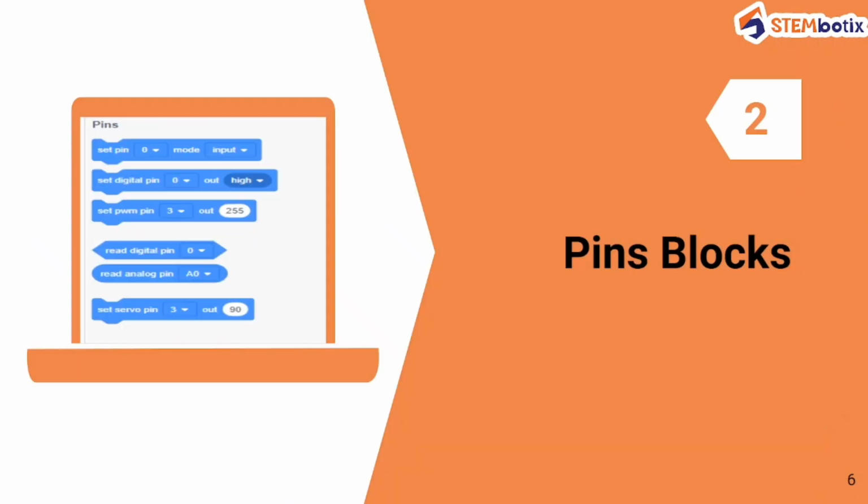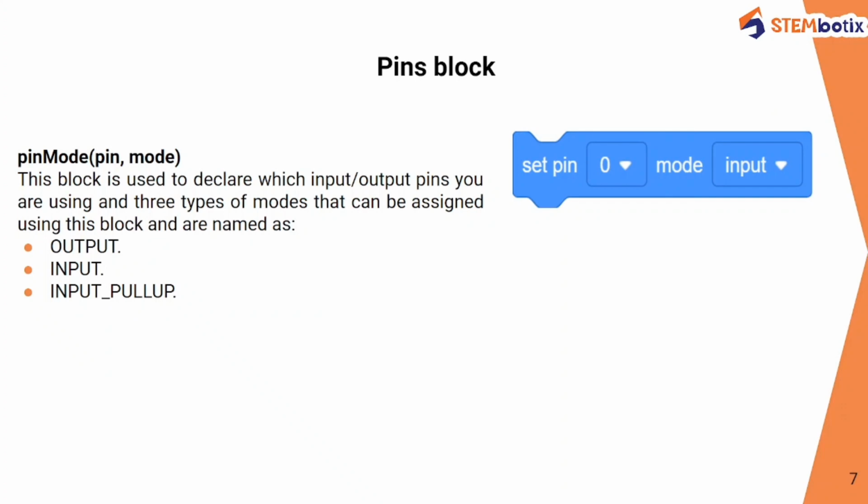Pin blocks. When you see C language, we need to separate our code into two modes, the first is setup and the other is the loop portion of the C language programming. So in the setup portion of the programming, we need to set up the pin which we are using in our microcontroller board. So here this block works as a pin mode.